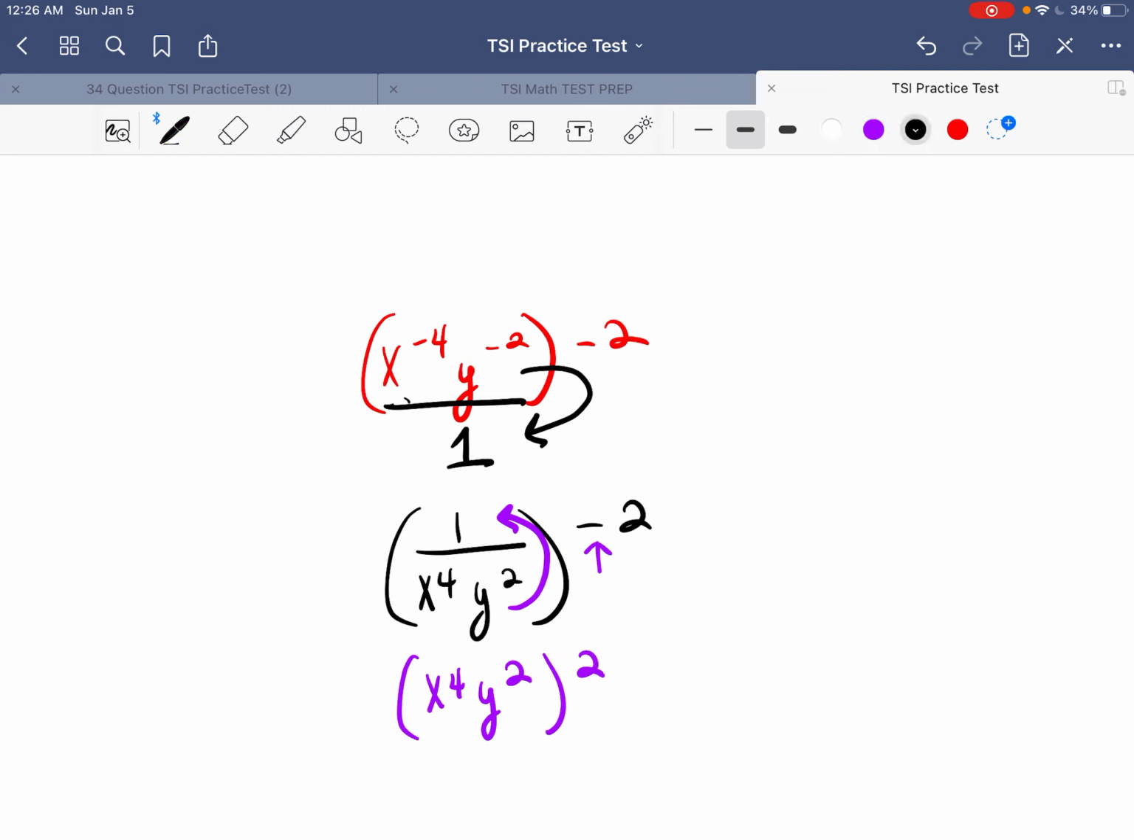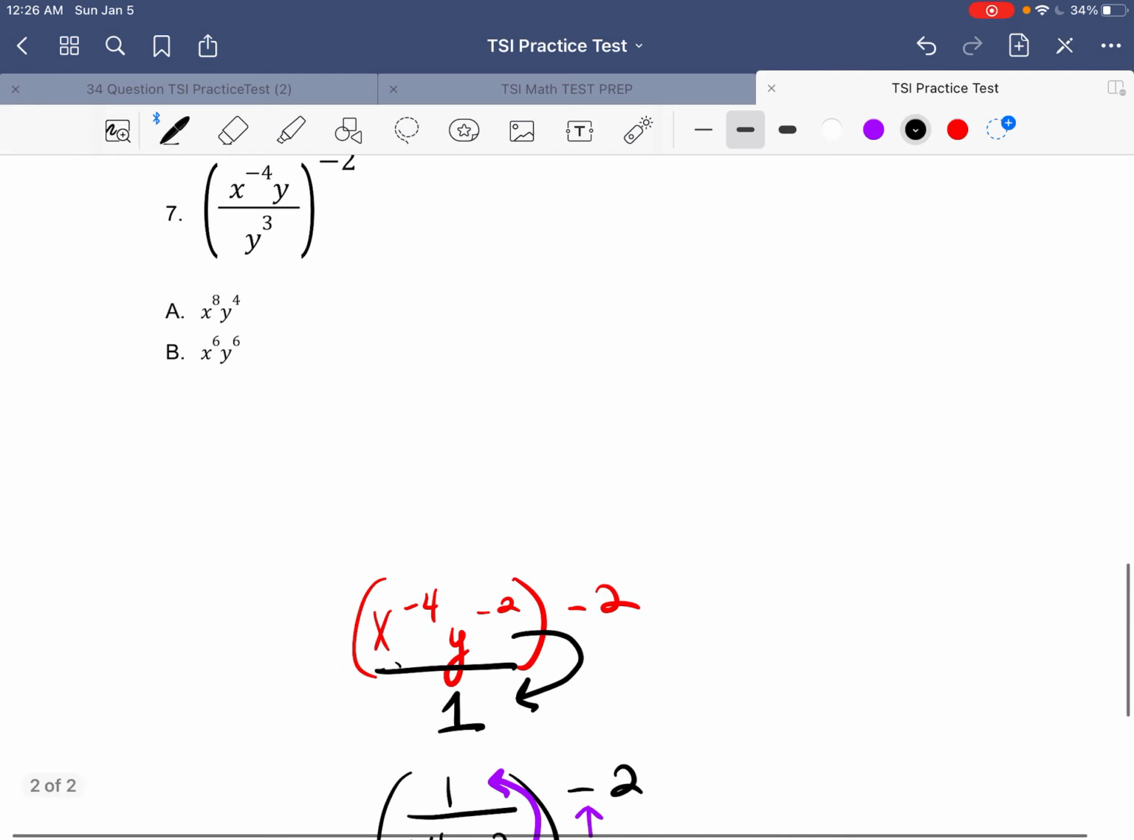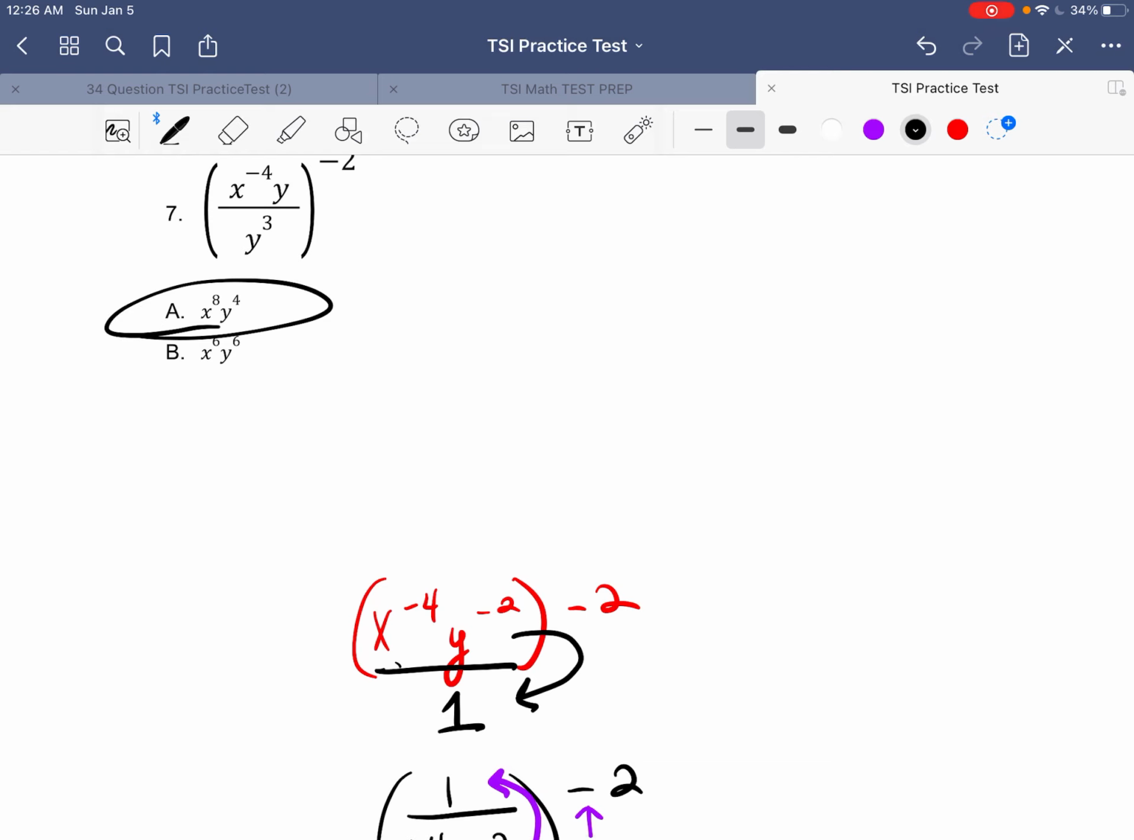And then how do I deal with that? I just multiply x to the 4th times 2. So that would be x to the 8th. And then the 2 times 2 would be y to the 4th. And my answer would be A.